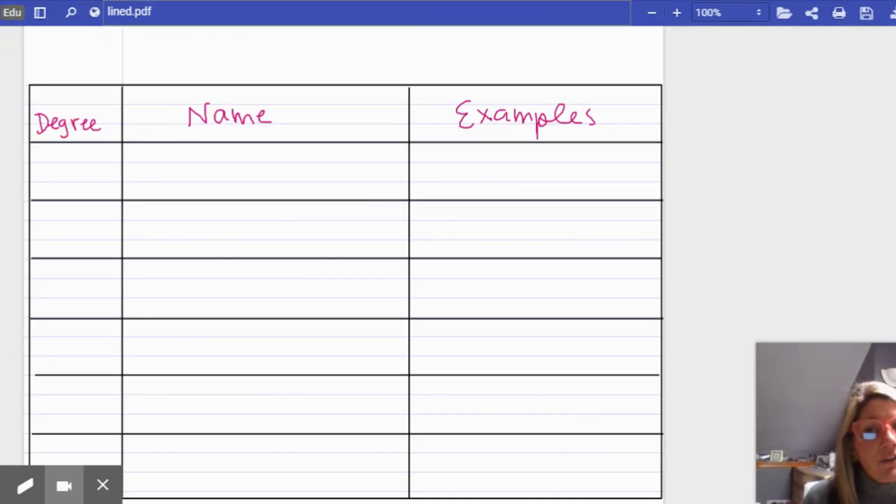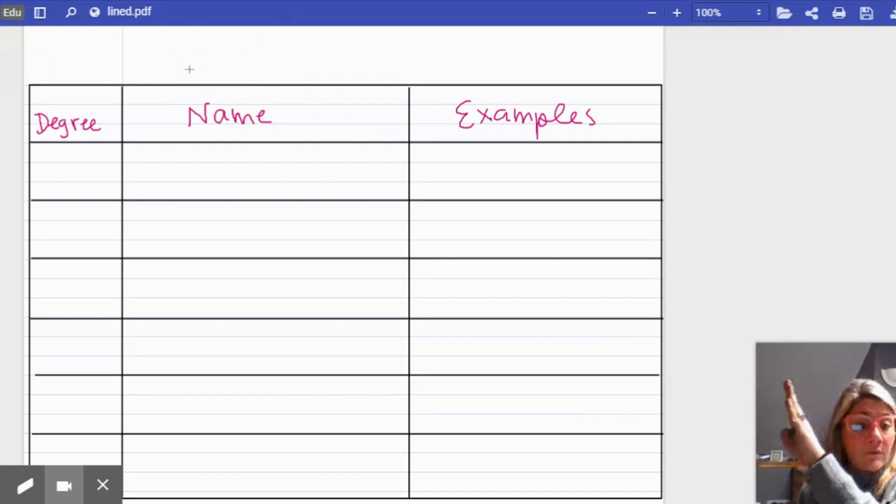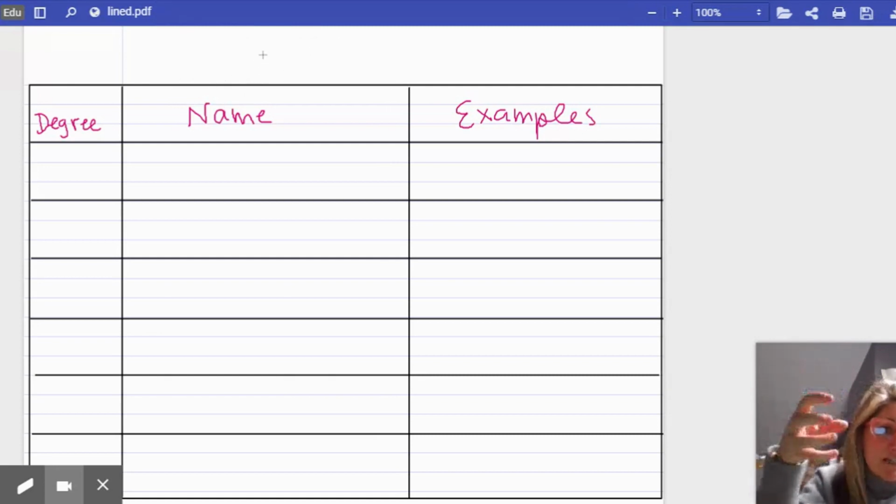Hey everyone, another way that we can classify a polynomial is by the degree. When you write a polynomial in standard form, you are going to write the exponents in order from largest to smallest. When we do that, the leading exponent, or the very biggest exponent, is called our degree.